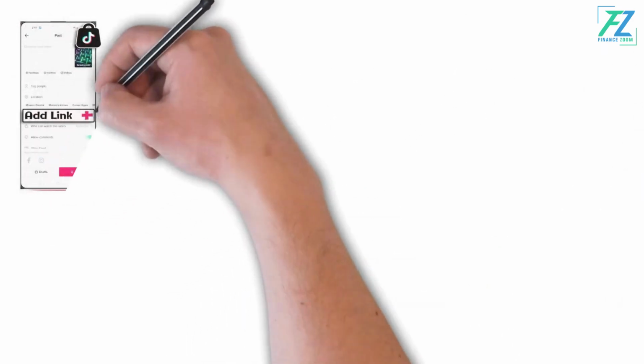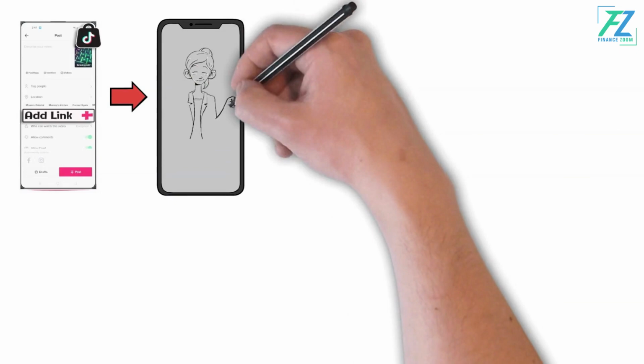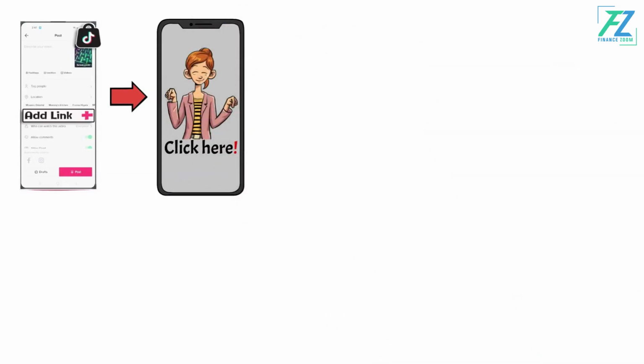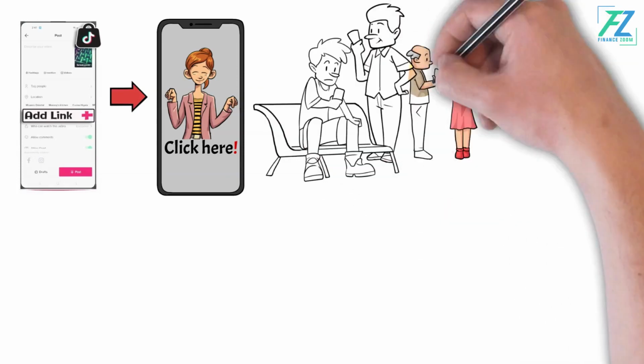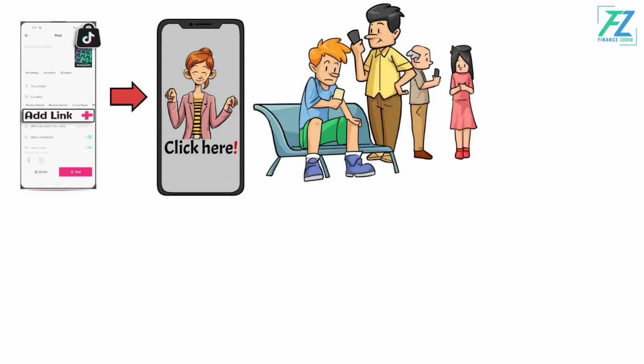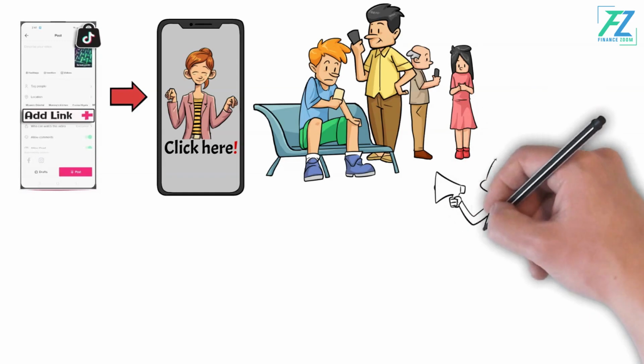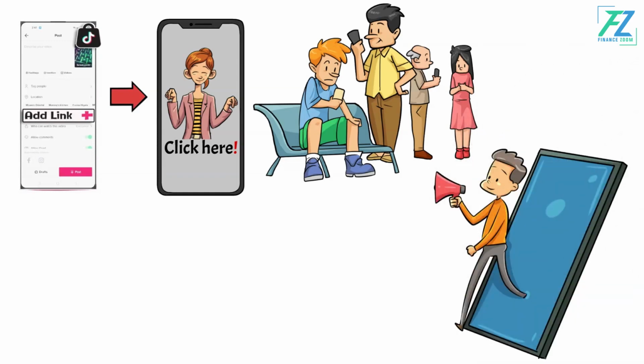When including your affiliate link in your TikTok content, there are a few things to keep in mind. First, make sure the link is prominently displayed in the video description or as a call to action in the video itself. This will make it easy for your followers to find the link and click through to the product page.